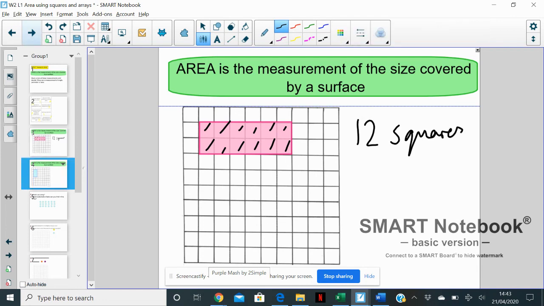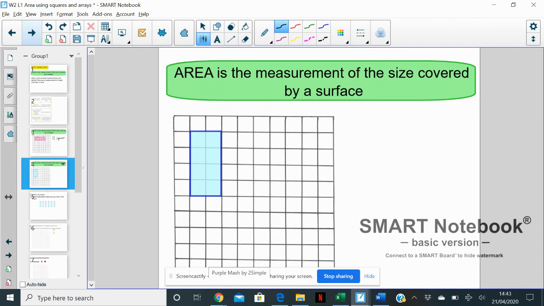Okay, have a look at this rectangle. Can you tell me the area of this rectangle, how many squares it covers?